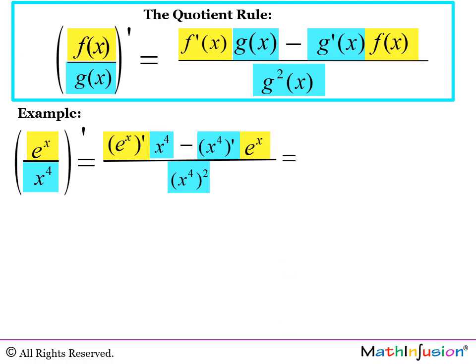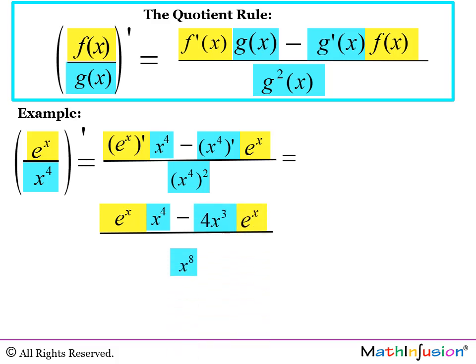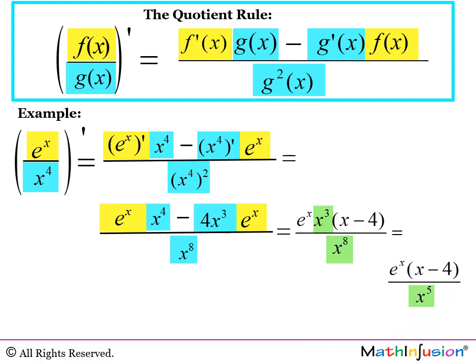So let's finish up the problem by differentiating e to the x, and we get e to the x. Copy, minus, the derivative of x to the 4 is 4x cubed. Copy, and we are simplifying this one. You can distribute, if you want, e to the x times x to the power of 3. Now we can cancel out some of the x's, and we end up with a simplified solution: e to the x times x minus 4 over x to the power of 5.